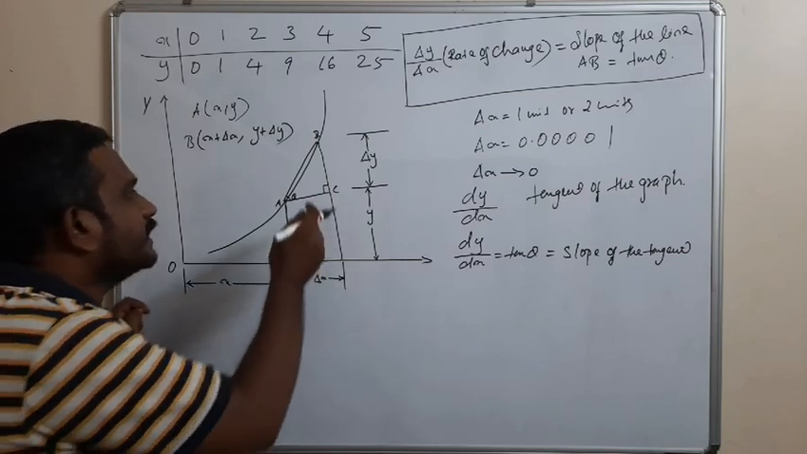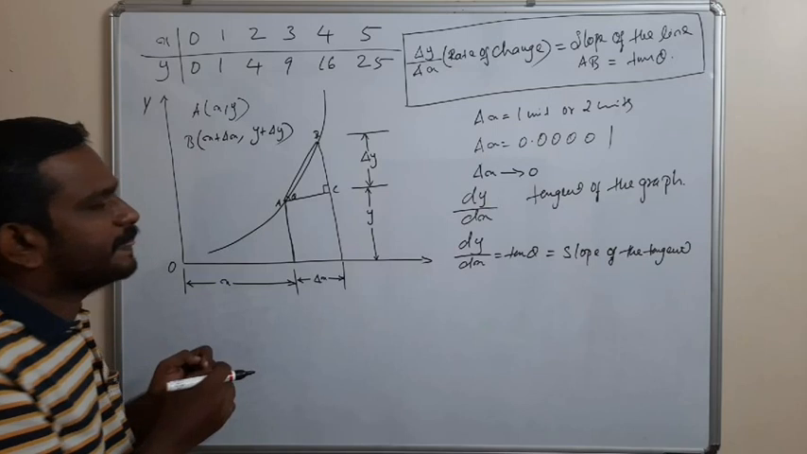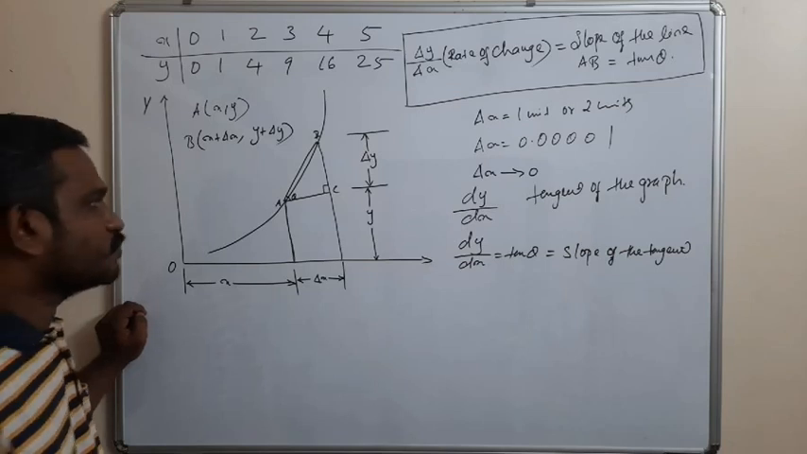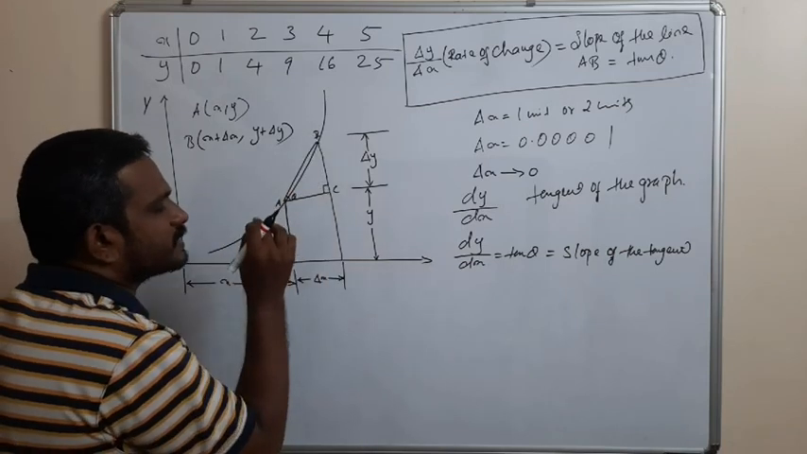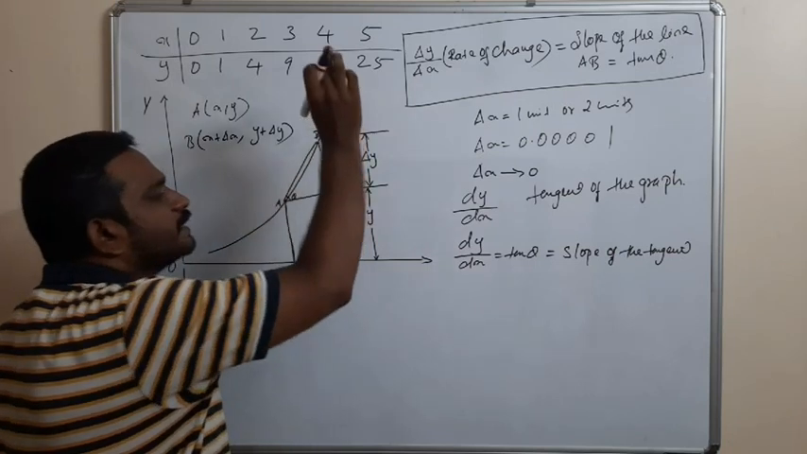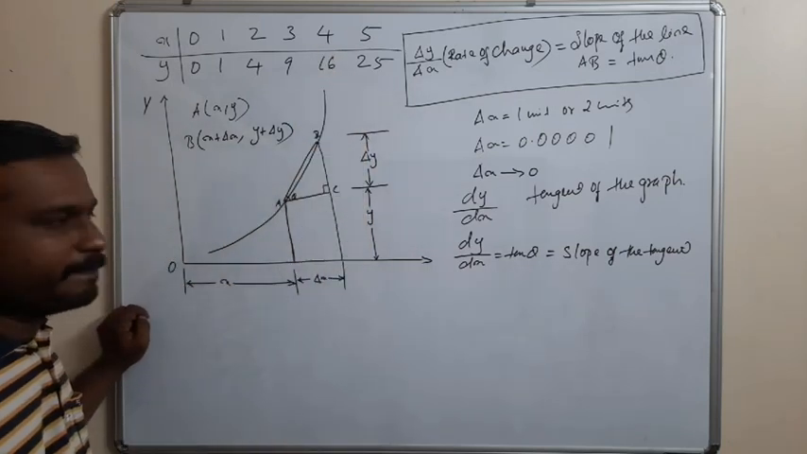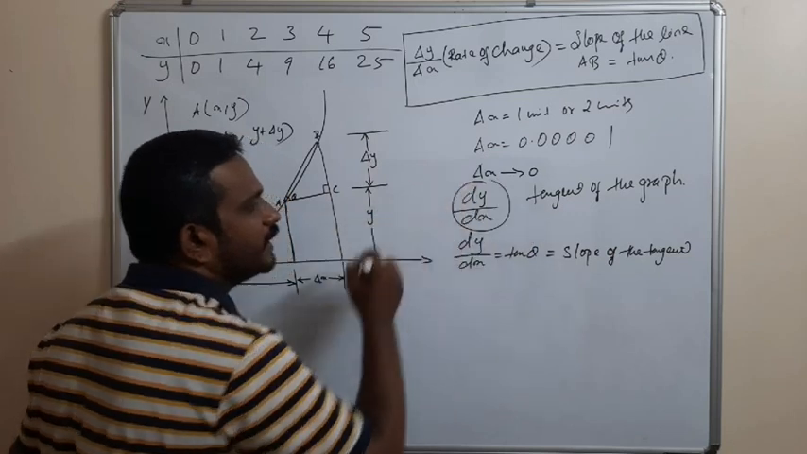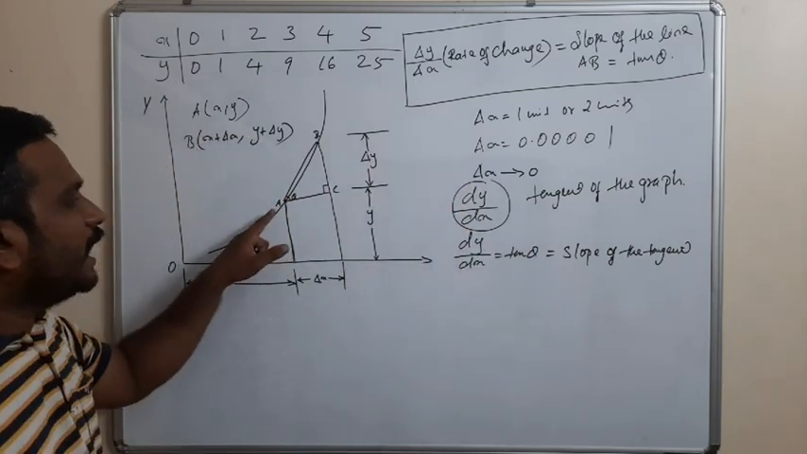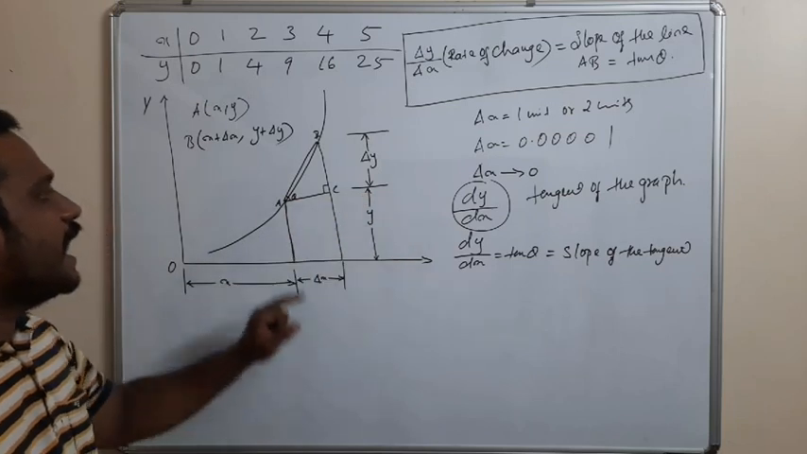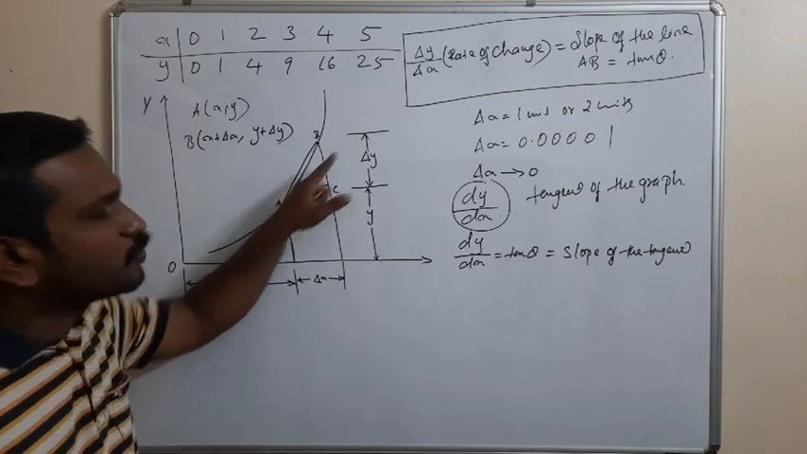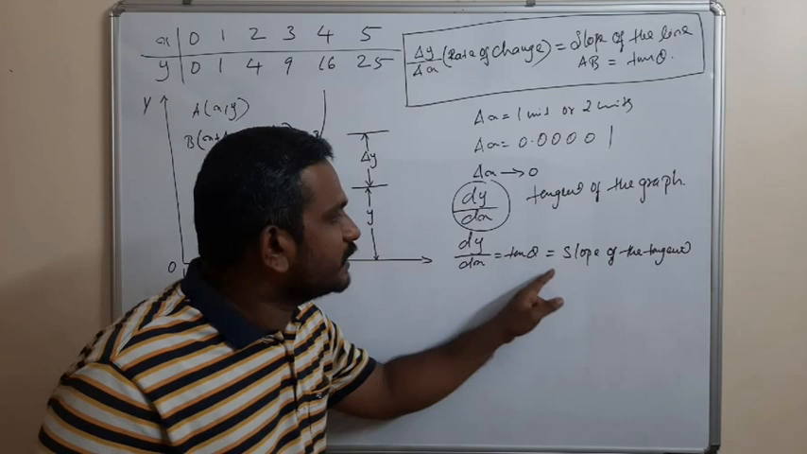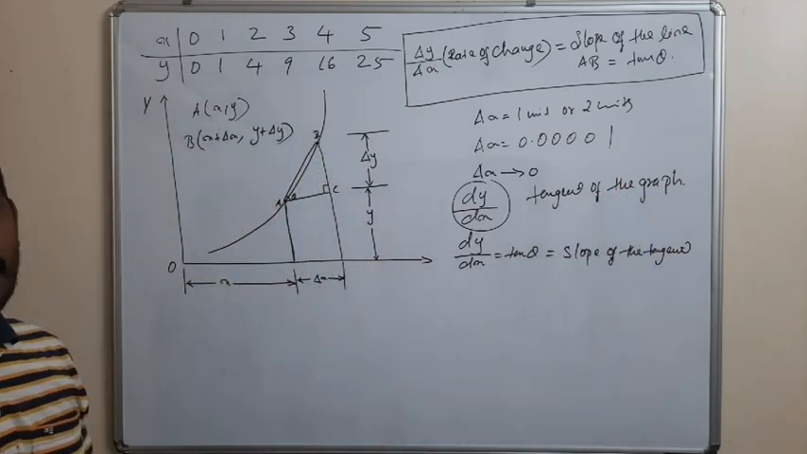That line shrinks, and the point B approaches A, and the point B coincides with A. So the line AB completely disappears. There is a line which passes through only the point A. At that moment, the rate of change we represent as dy by dx. At that moment, the line passing through the single point A is called the tangent of the curve. So dy by dx equals tan theta, which is equal to the slope of the tangent.